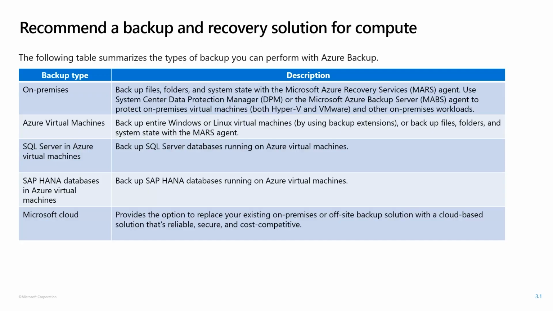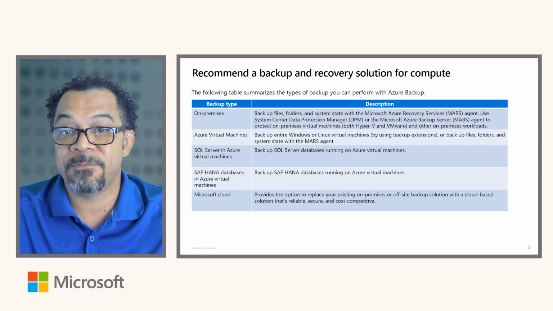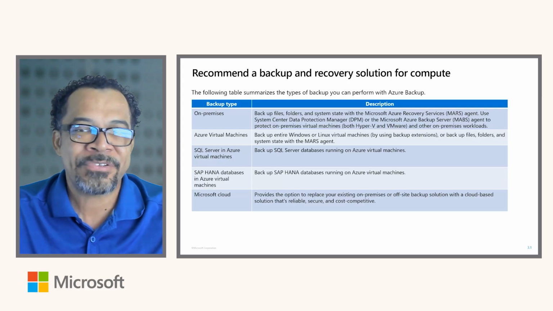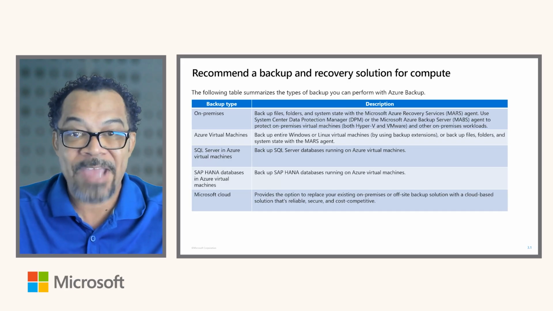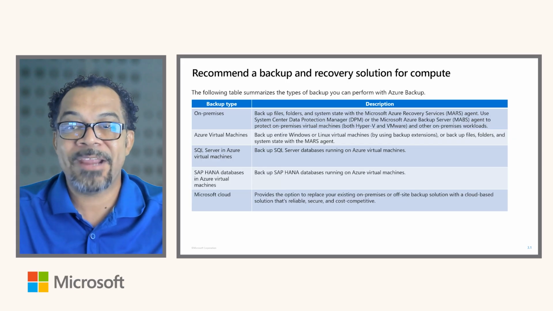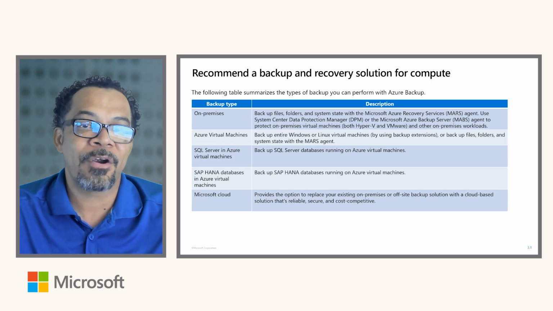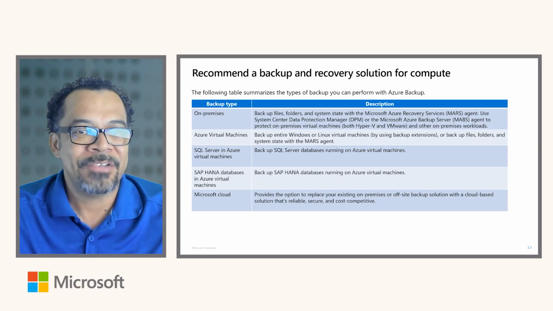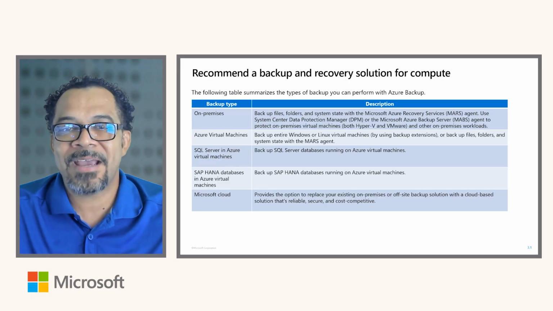Make sure you understand the different backup scenarios supported by Azure Backup. Start with on-premises. You'll use the MARS agent for files, folders, and system state, and DPM and MABS for protecting things like virtual machines, VMware, and other workloads. For Azure VMs, you can back up entire Windows or Linux machines using backup extensions, or using MARS for more. So understand that. Also, study how to back up SQL and SAP HANA databases running inside your Azure VMs.